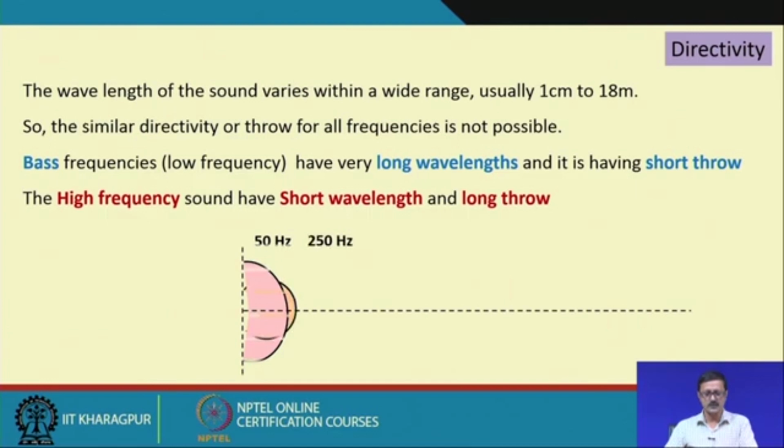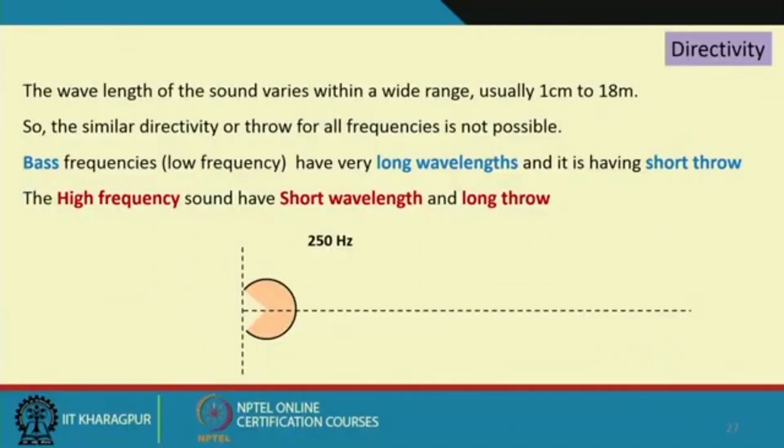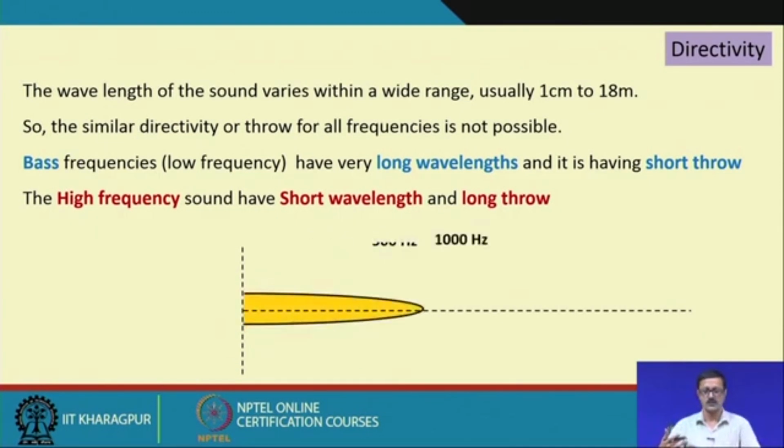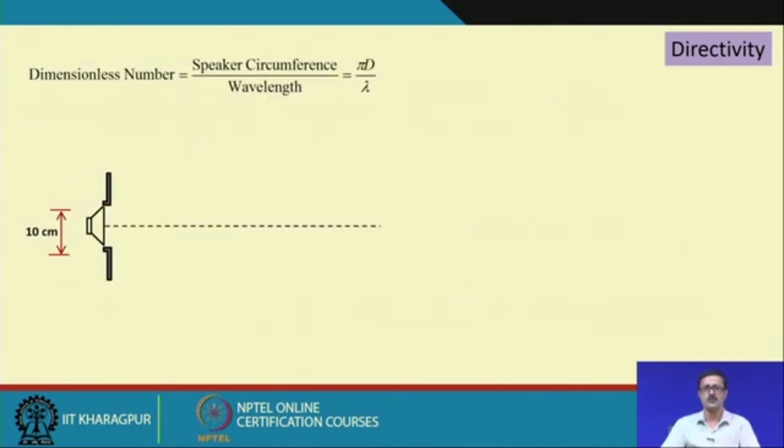If I increase the frequency a little higher, the throw increases, but the width is narrower. If you go to the high frequency sound, it gives you a shorter wavelength, and it will give you more throw. Suppose you go to 500 or 1000 hertz, it will be narrower, but the throw length will be very high. So, something like this.